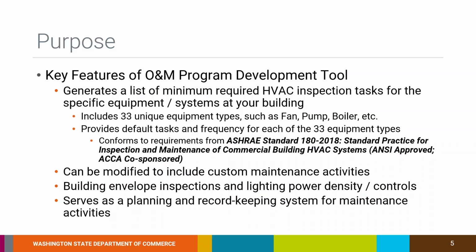For instance, if you entered one exhaust fan, the O&M Program Development Tool will provide you with the minimum inspection and maintenance requirements for HVAC fans applied to the one exhaust fan that you entered into the spreadsheet. And these inspection and maintenance tasks conform to the minimum requirements from Table 5 out of ASHRAE Standard 180-2018, which covers the standard practice for inspection and maintenance of commercial building HVAC systems.